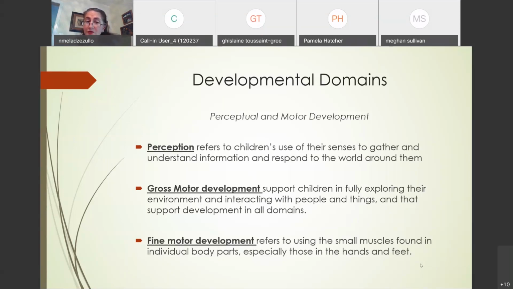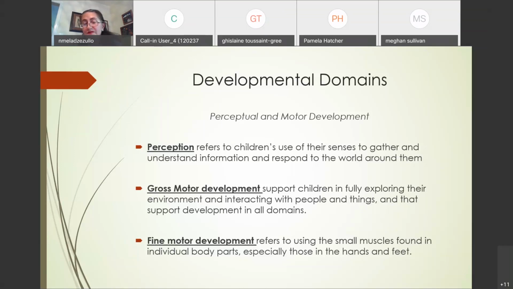And gross motor development, as many of you know, supports children in fully exploring their environment and interacting with people and things. When they're moving around, or trying to move around, even crawling, that's gross motor development. And of course, that helps them to interact with people, explore things, and see more than when they were just sitting in one place. And as it says here, it supports development in all domains.